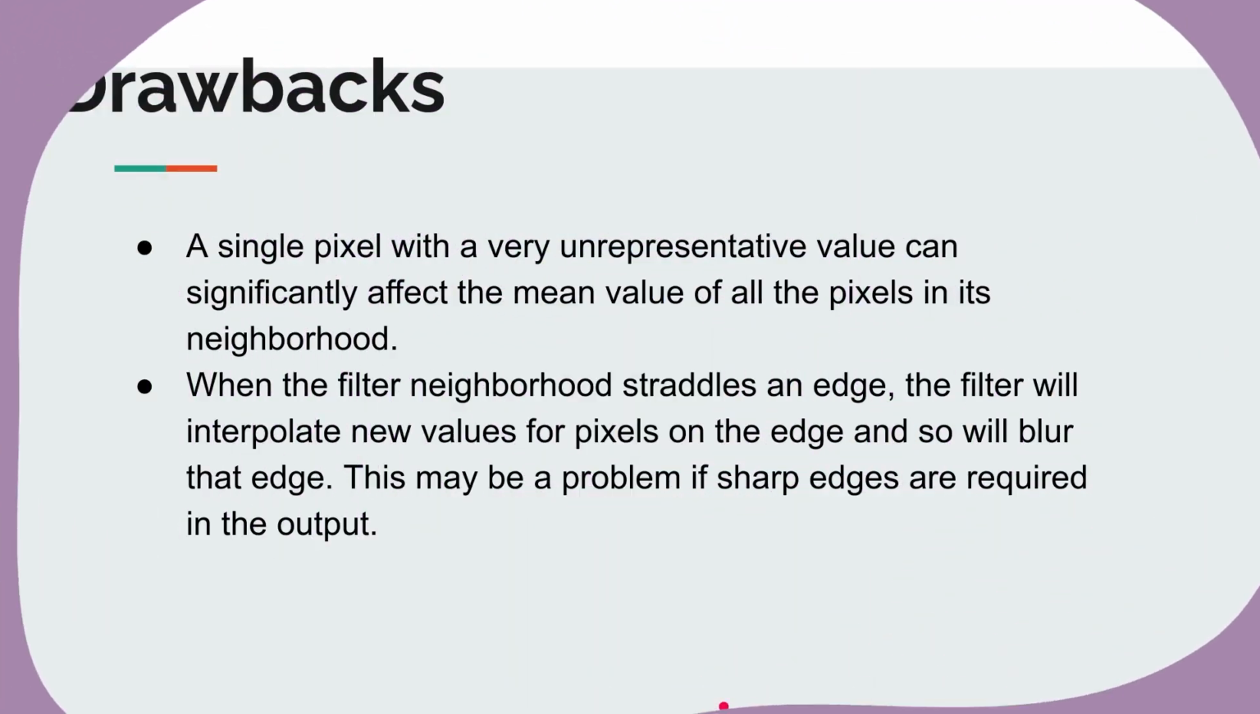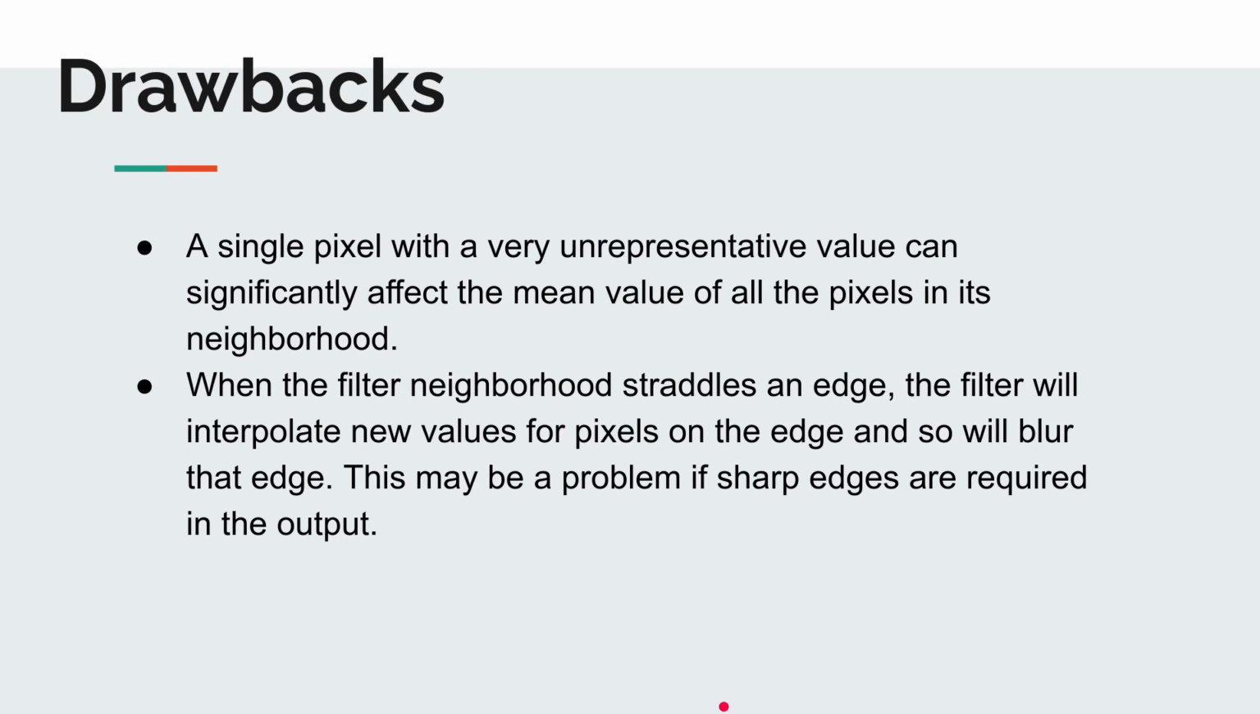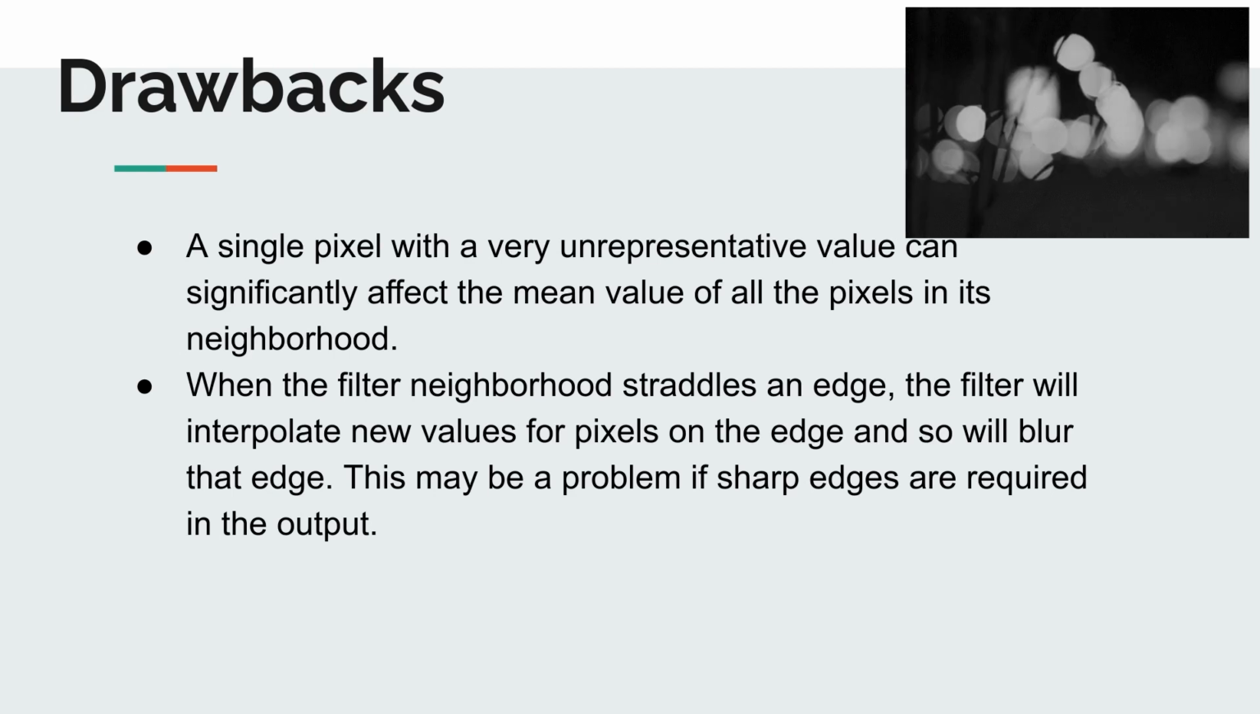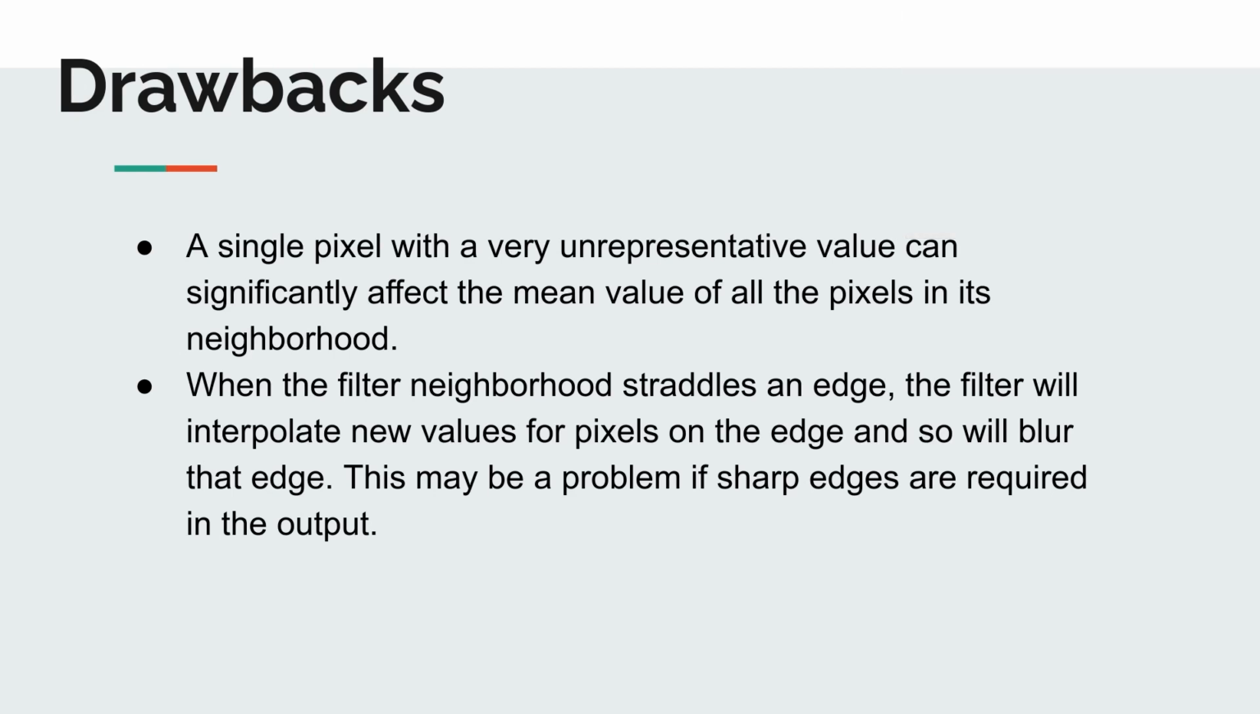So now let's talk about the drawbacks of the mean filter. Here, a single noisy pixel may affect neighboring pixel values, and we will see small patches of non-uniform color in an image. And secondly, due to interpolation, we lose sharpness of edges. We can mitigate these drawbacks by using other filters. So for now, let's see the implementation of the mean filter.